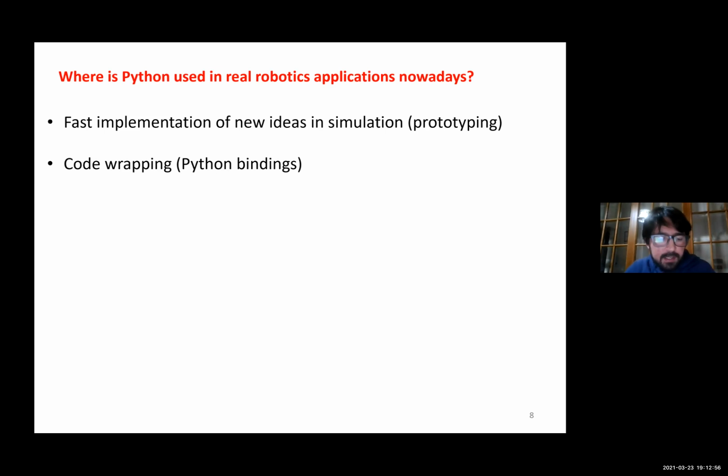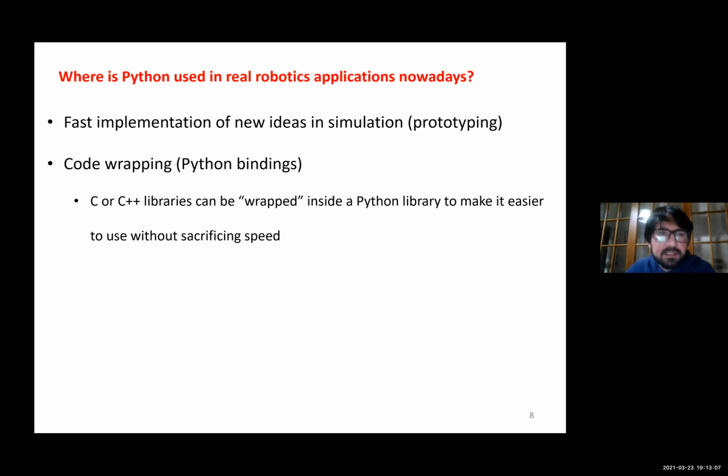Another application of Python in robotics is code wrapping, and this is related to its readability. These are called Python bindings. Basically, you can write a library in C or C++ because they are faster. But if you want to make it easier to read or to implement, you can wrap the library in a Python binding, and it's easier to understand, read, and implement without sacrificing the speed of the application. Then, as I already mentioned, in machine learning applications in robotics, since the language that most researchers in the machine learning community use is Python, Python has made its way into robotics through machine learning as well.